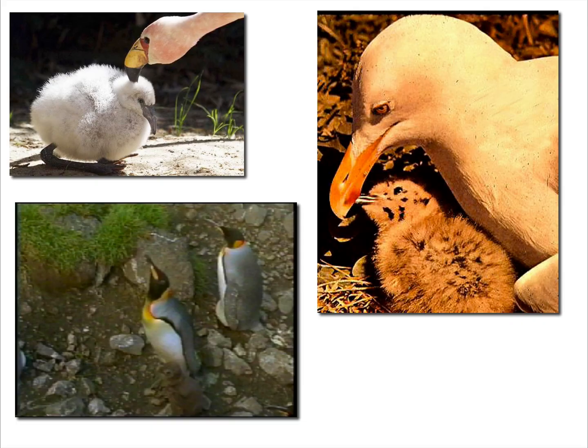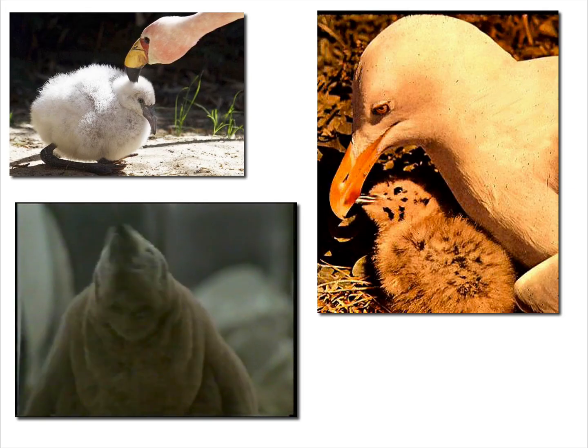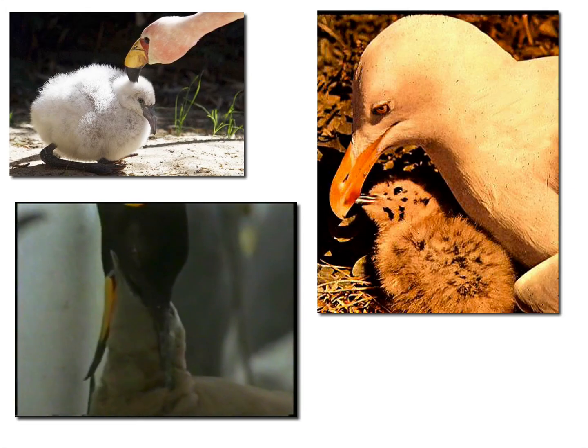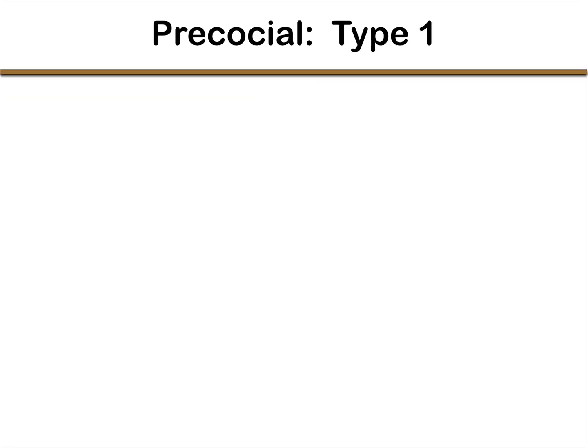Semi-precocial. So we have flamingos in the upper left. Penguins fit in this category. And gulls. There's our penguin chick. They may walk a few feet at most away from the nest, but they don't go wandering off. The same with the flamingos and the gull chicks. So they are reliant on parents to be fed.